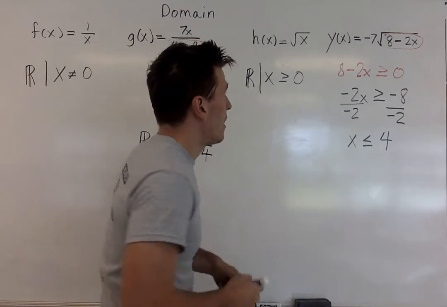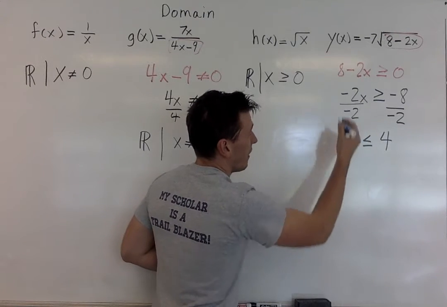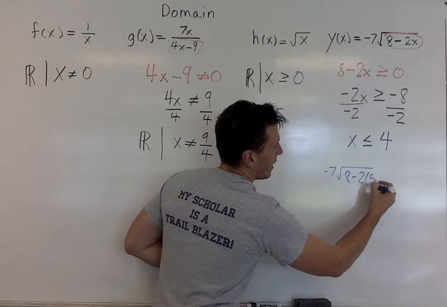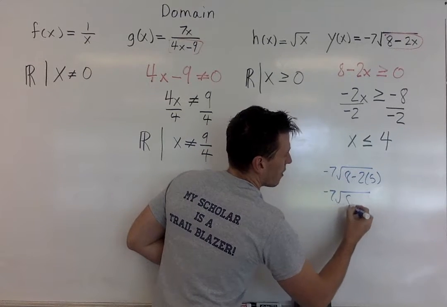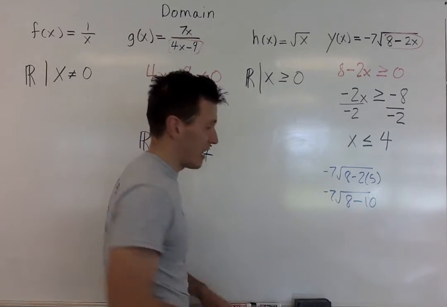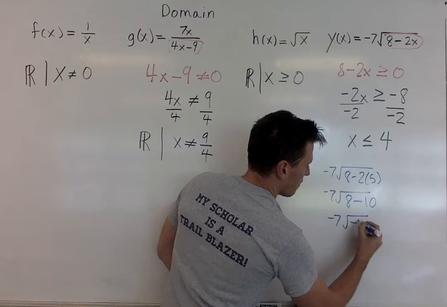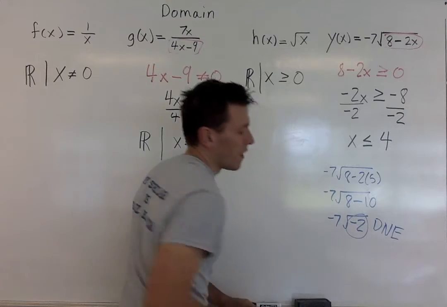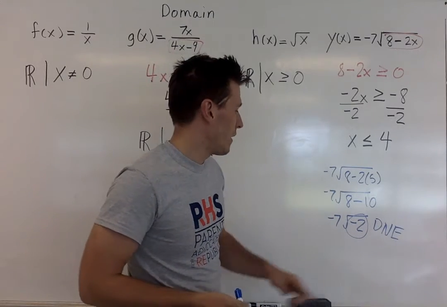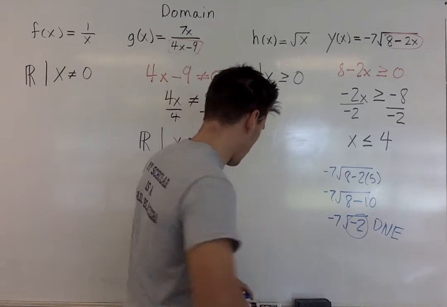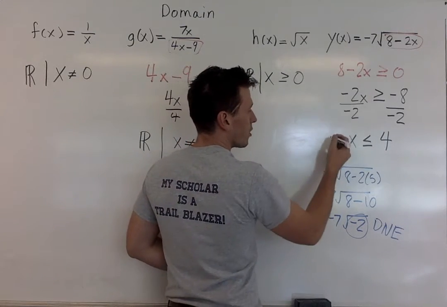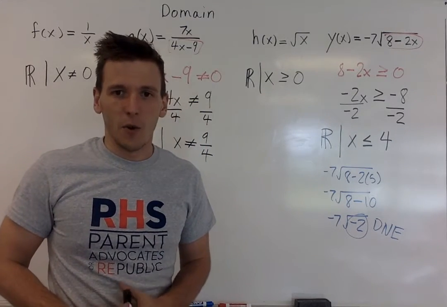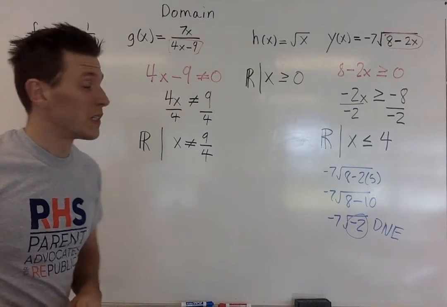That actually makes a lot of sense, because if I plug something in greater than this, like if I plugged in 5, well, that would be negative 7 times the square root of 8 minus 2 times 5, negative 7 times the square root of 8 minus 10. 8 minus 10, I'm going to end up with negative 7 times the square root of negative 2. And this does not exist within the subset of real numbers. There is no real answer to the square root of negative 2. And so, we would say that for this function, the domain includes all real numbers where x is less than or equal to 4.